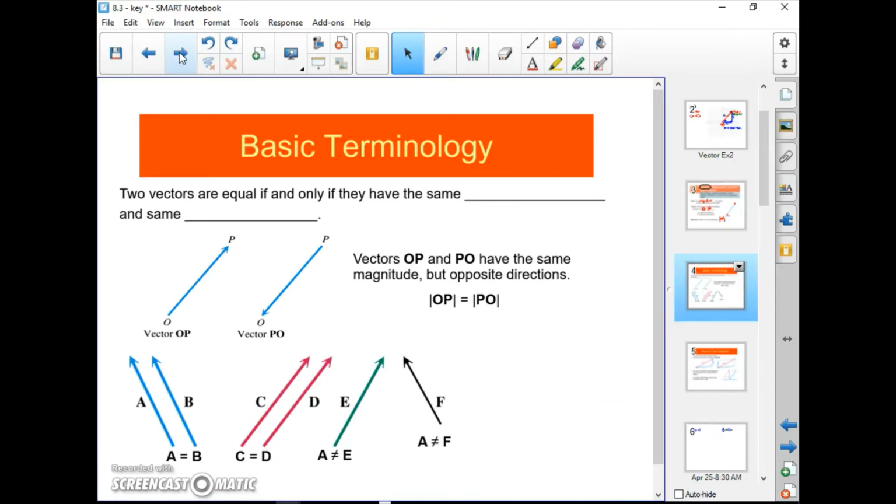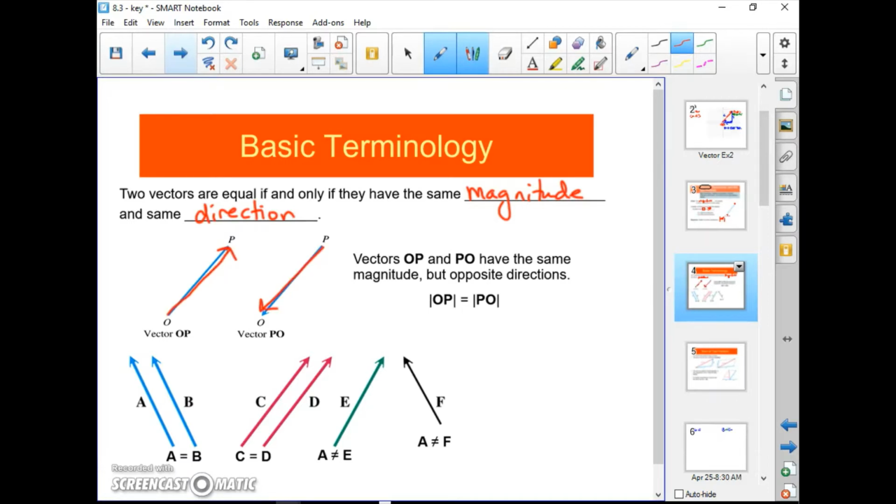Two vectors are equal if and only if they have the same magnitude and the same direction. So there are those two words again, magnitude and direction. You can see vector OP and vector PO are not the same because they have different directions. Vector A equals vector B because they have the exact same magnitude and direction. But when we look over here at vector E, it can't be the same thing as A because it has a different direction. And then obviously vector F isn't the same size as A, so they have different magnitudes.